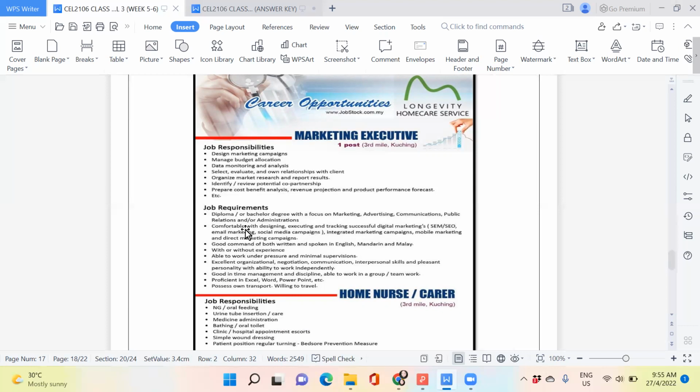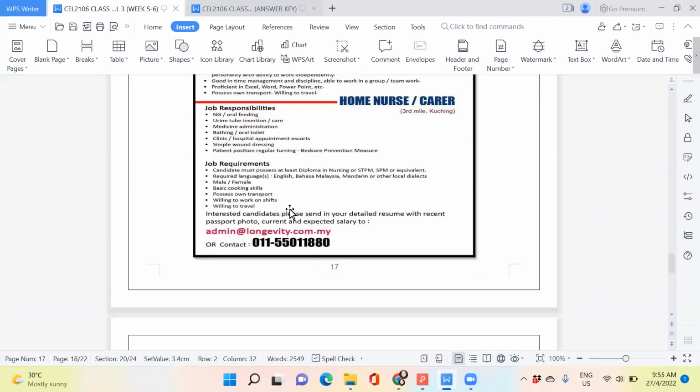Okay, and then can you do designing? All right, can you do executing? Okay, do you have designing, executing, and tracking successful digital marketing punya teknik ni apa semua ada tak? Do you have these skills? So check. All right. So after you have done so and you think you are up for it, you know that you can do this job, and then you can just apply for the job.